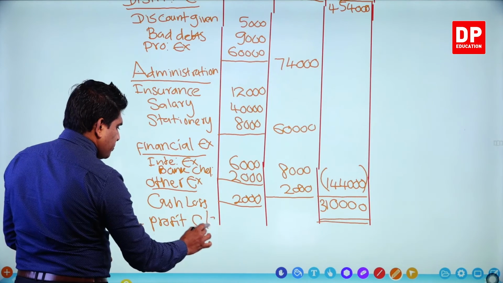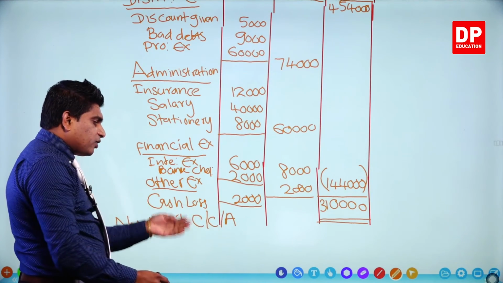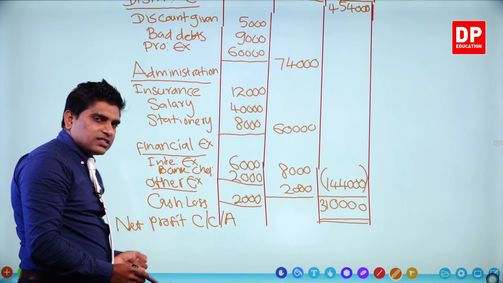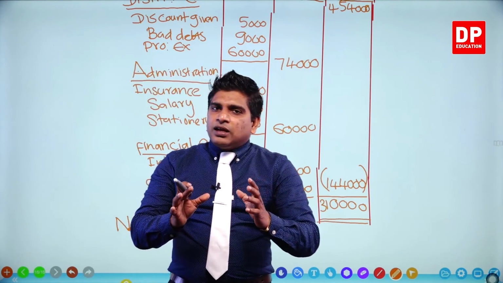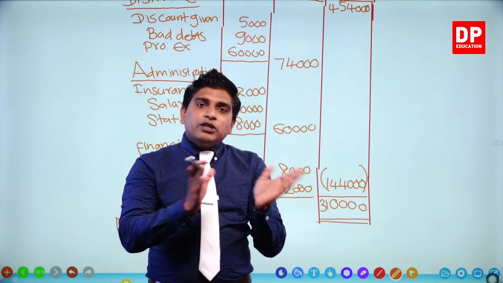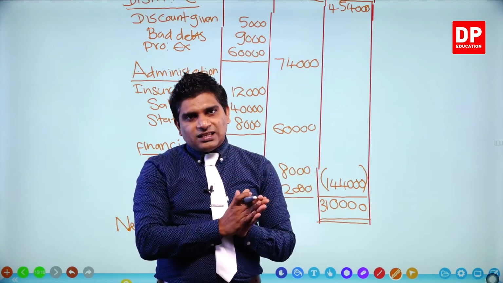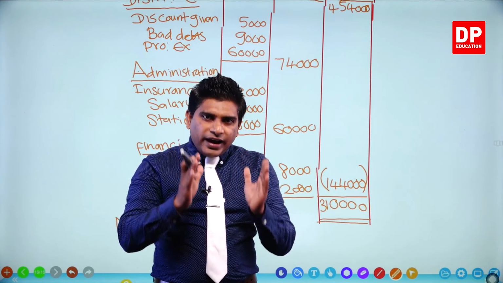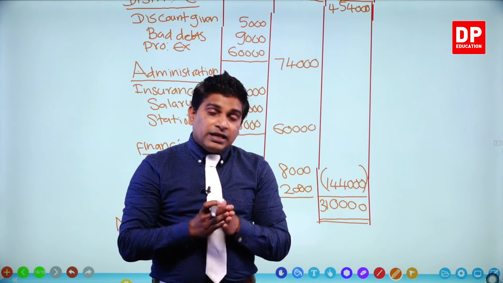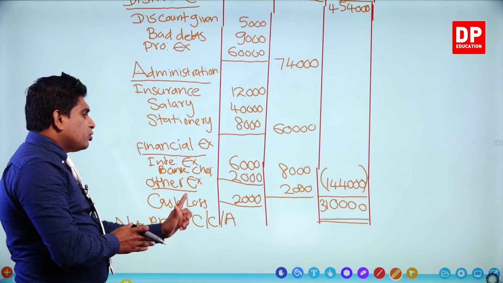Net profit carried to capital account, CCA, or transferred to the capital account. What is the meaning of this? Remember this: when the business earns profit, what happens to the equity, the capital? It goes up, it increases. So after finding the net profit, we directly put it into the capital account. That's why we write here, net profit carried to capital account.